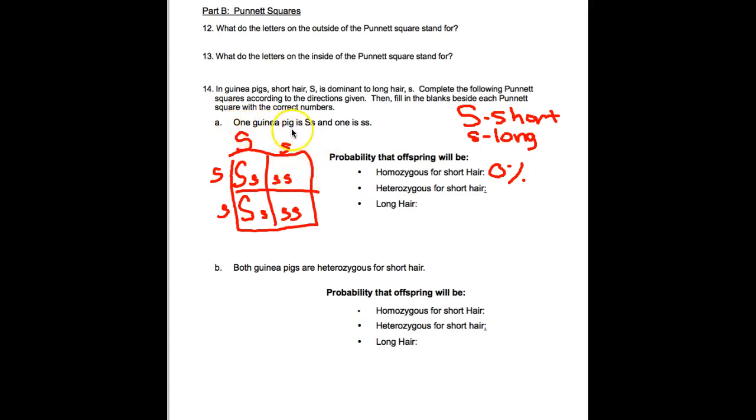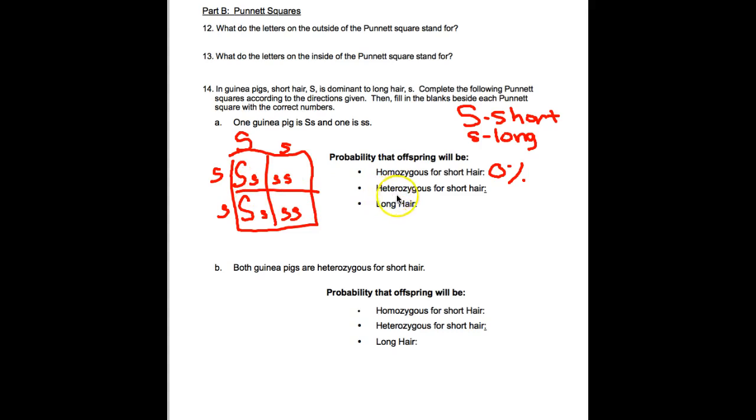So on the outside of the Punnett square, this is the parent's phenotype. So we know what the parents look like. And on the inside, this is the parent's genotype. We see what the parents have in their genes. We don't necessarily know what they look like. But what we are trying to tell on the inside of the Punnett square is the possibility or the probability of the phenotype of the offspring.